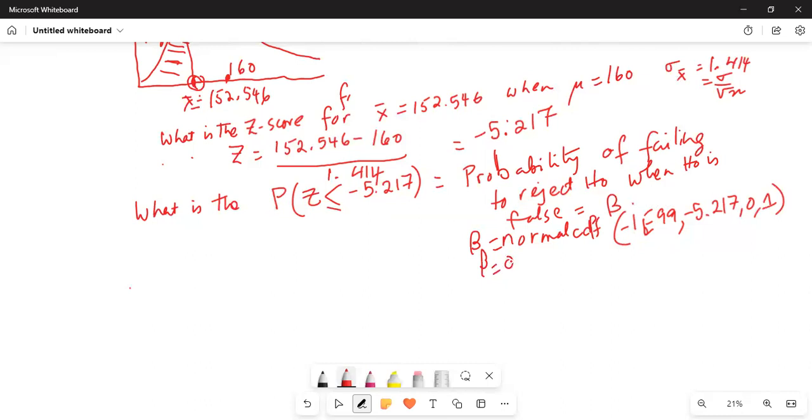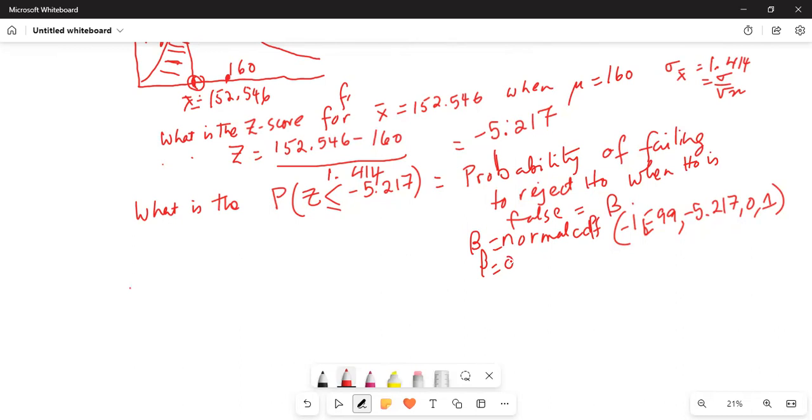Okay. So the answer for part B, the probability of making a type 2 error, failing to reject H0 when H0 is false, is almost 0.